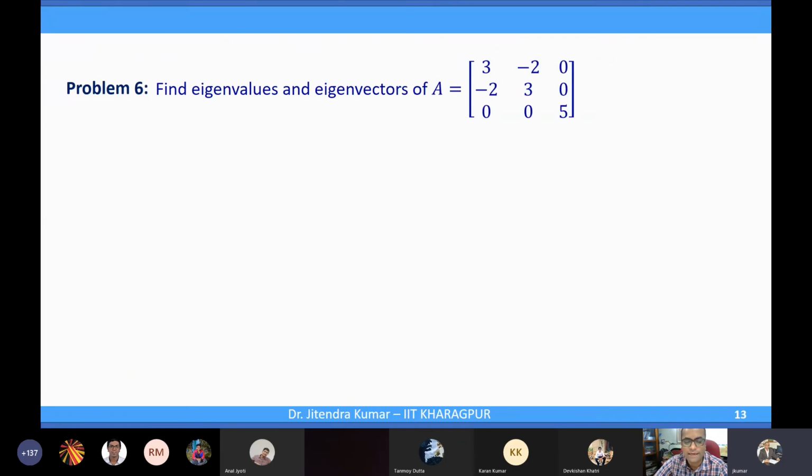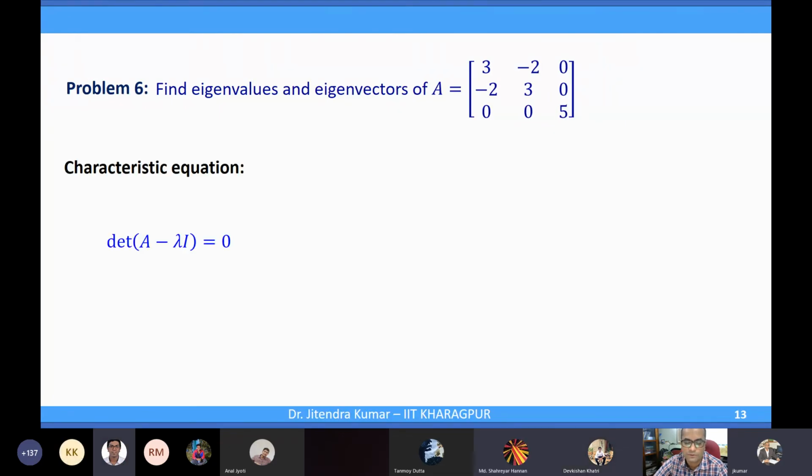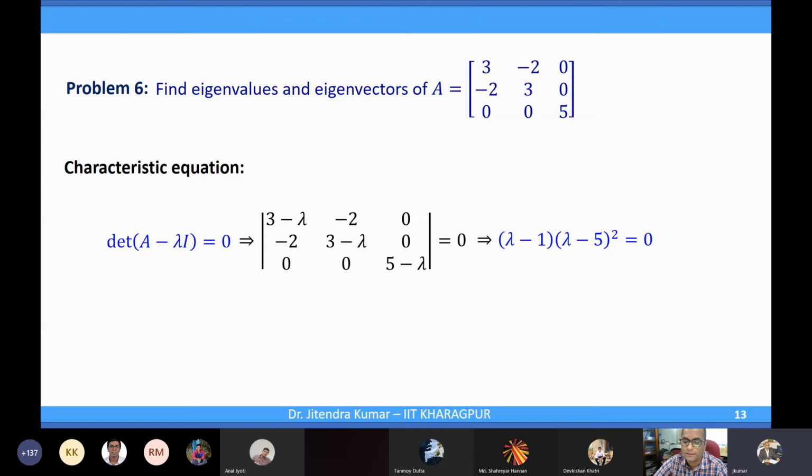So find eigenvalues and eigenvectors of this matrix: 3, minus 2, 0; minus 2, 3, 0; 0, 0, 5. The eigenvalues are 5, 1 and 5. You don't need to write the characteristic equation. The eigenvalues are 1, 5, 5, right? Yes, sir.